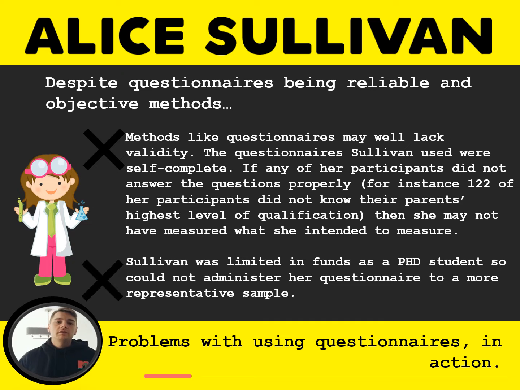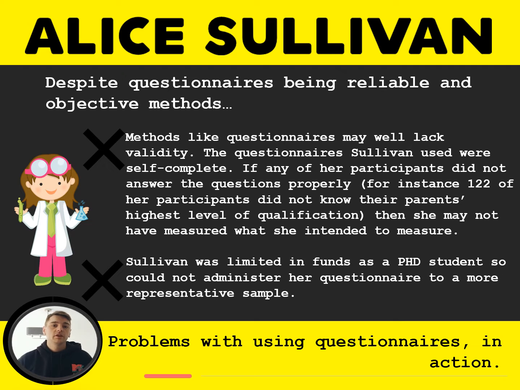Now, another interesting finding from Sullivan's research was that if your parents were more likely to have gone to university, then you're more likely yourself to have a higher rate of cultural capital. She worked this out by asking students at the top of the questionnaire to report on their parents' highest level of educational attainment. And then she was able to correlate that with how well they responded to other questions, like recognizing some famous figures.